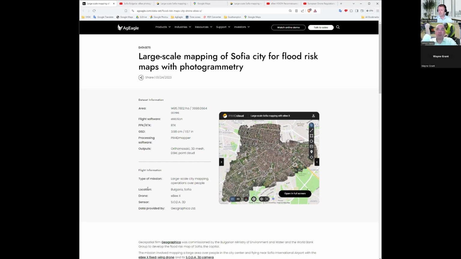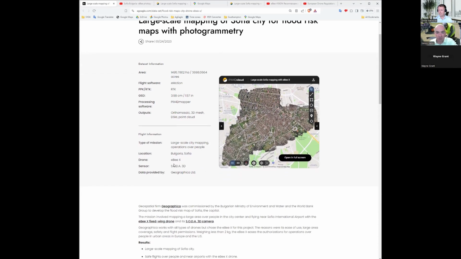This is one particular application: to fly over the center of Sofia, funded by the Bulgarian Ministry of Environment, and I think also the World Bank, to scan the area and understand better what the consequences of flooding are going to be, and mitigate for that risk as well. But actually, Geographica has used a couple of our drones for other applications. For example, counting trees for environmental research, photovoltaics, and a variety of different things.